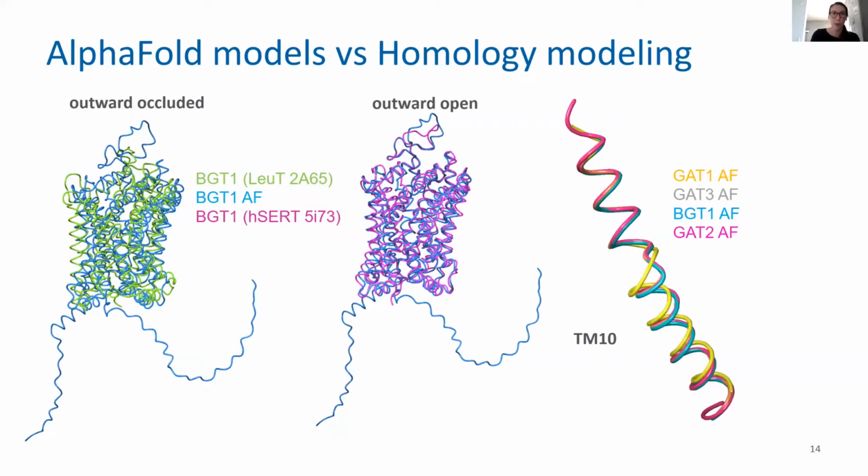And the reason for this is probably because AlphaFold was trained on the structures that are already available in the PDB. And for the transporters, particularly the SLC6 transporters, the most available conformation that we have in the PDB is still the outward open conformation. And this is probably also why AlphaFold has been predicting this conformation.